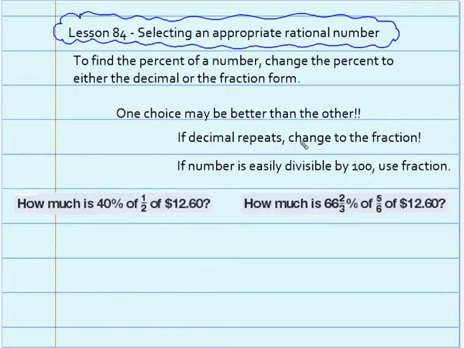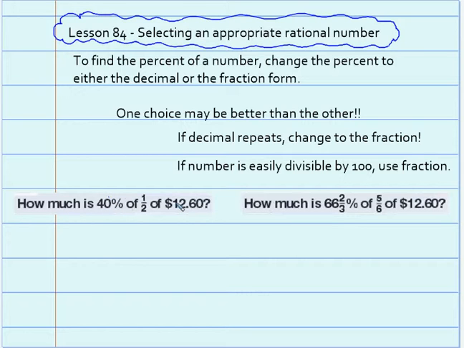For instance, if the decimal repeats, you need to change it to the fraction. You can't do much with a repeating decimal to have an exact answer, so use the fraction. If the number is easily divisible by 100, use the fraction, because percent is out of 100, so you can leave the unsimplified fraction and then divide out the 100. All of these things are just things that you'll learn in time. So here are two examples.